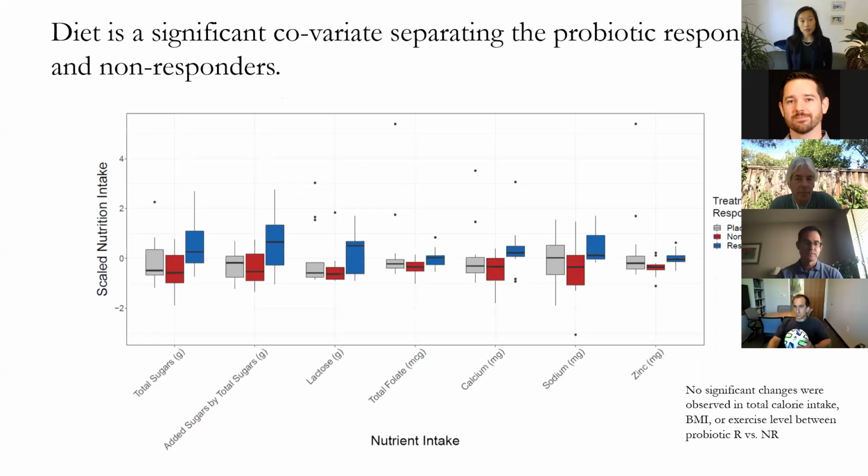The main covariate that we found was diet, actually. Specifically, people that responded better to the probiotic supplement had higher intake of total and added sugars. This was very surprising to us. Sugar is not something that we usually associate with health. We have a few hypotheses on why this might be. Maybe that it was stabilizing the microbes in the small intestine or something like that.